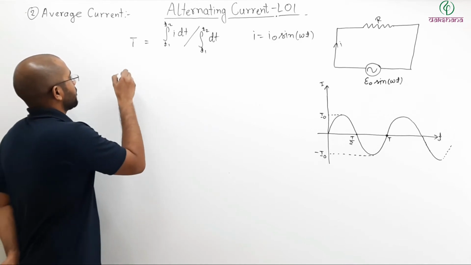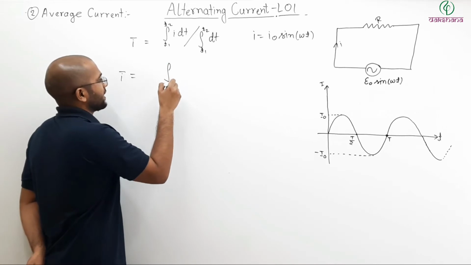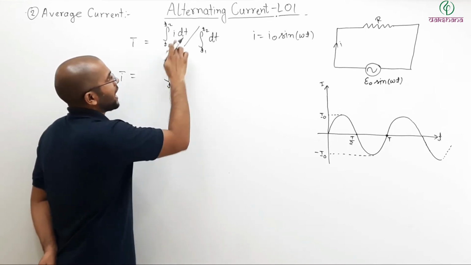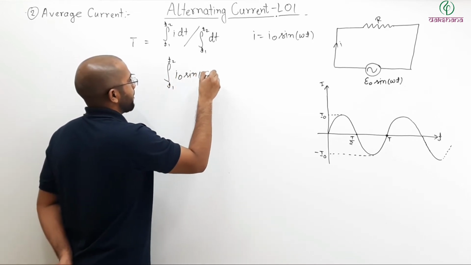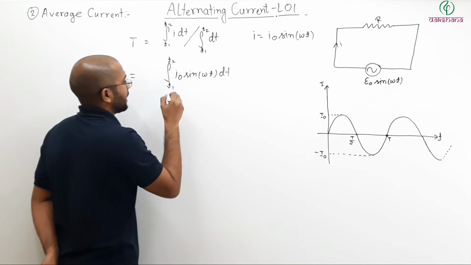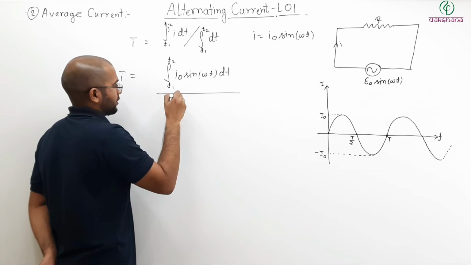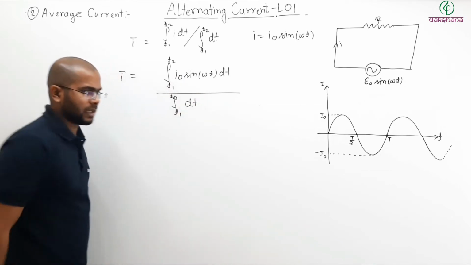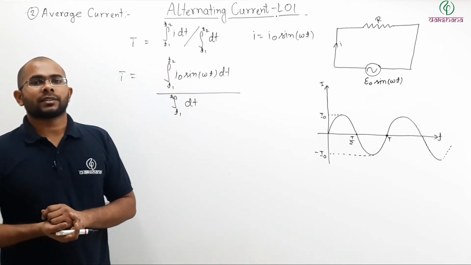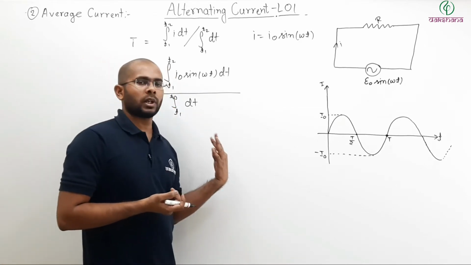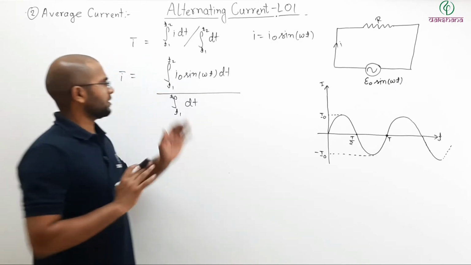Correct. Now, I average may be written as integrating from T1 to T2, I, what is I? I naught sine omega t dt. That is your total charge flown, divided by total time, integral T1 to T2 dt. Now, what is your integration of sine omega t? This is purely mathematical, so integration you should know. This is very simple integration.